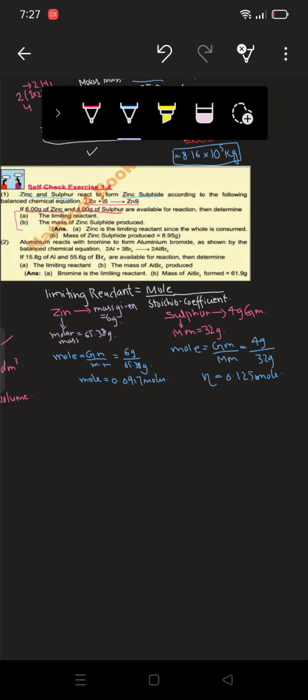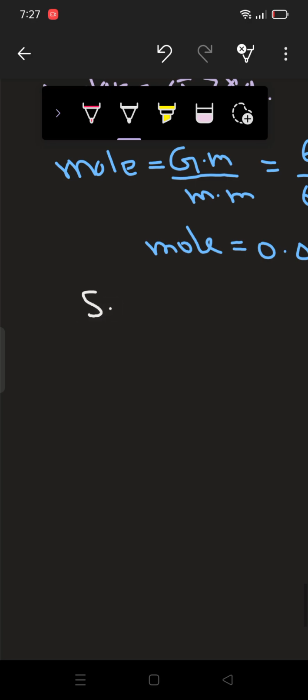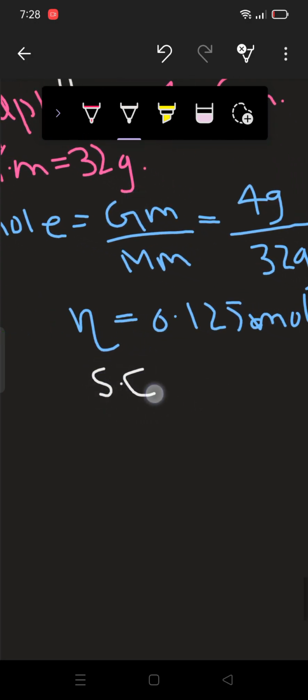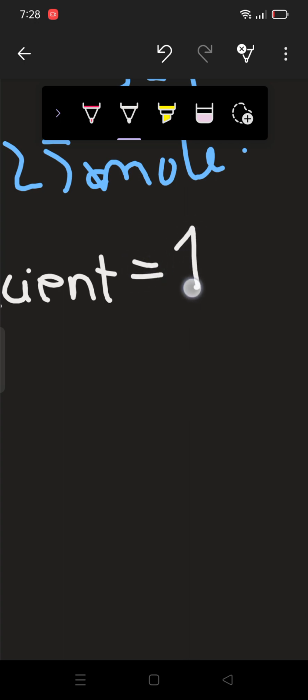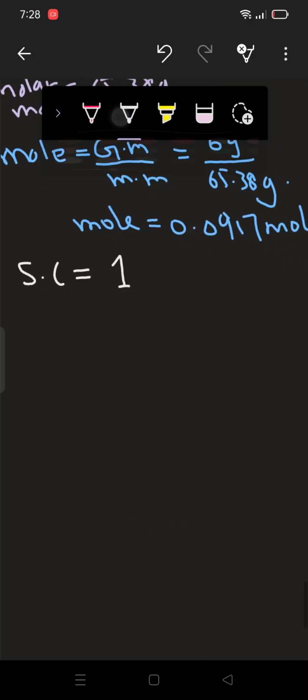We need to divide the number of moles by the stoichiometry coefficient. What is the stoichiometry coefficient for zinc? The stoichiometry coefficient for zinc is 1, right? And the stoichiometry coefficient for sulfur is 1 as well. Now we need to divide the moles by the stoichiometry coefficient, then we'll find the limiting reactant.